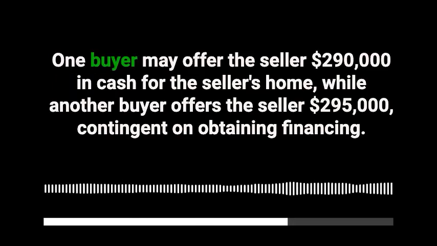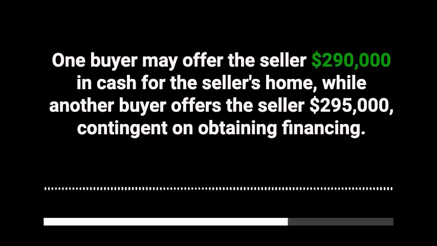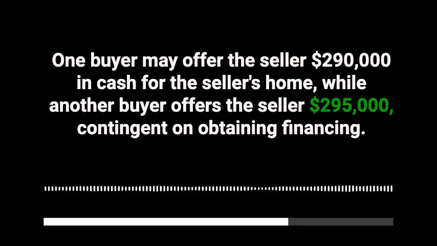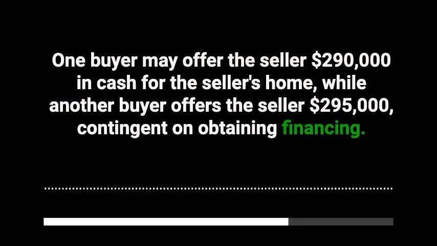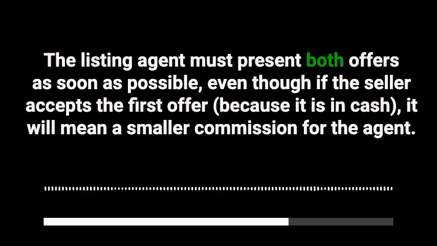Example: one buyer may offer the seller $290,000 in cash for the seller's home, while another buyer offers the seller $295,000 contingent on obtaining financing. The listing agent must present both offers as soon as possible, even though if the seller accepts the first offer, it will mean a smaller commission for the agent.